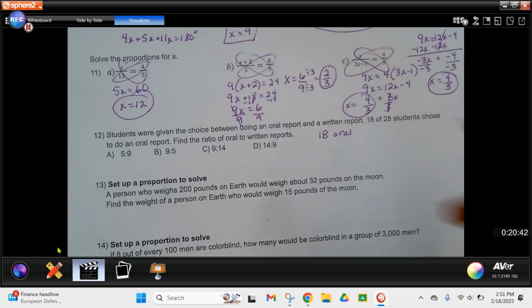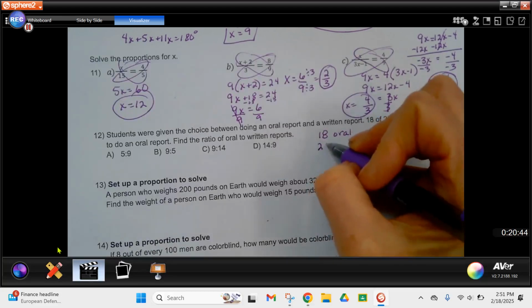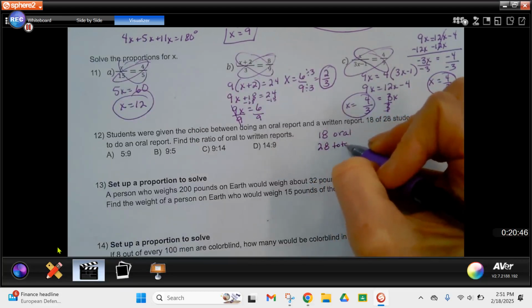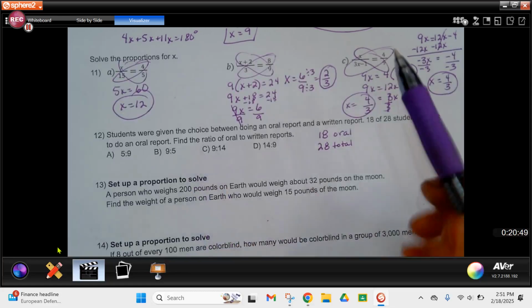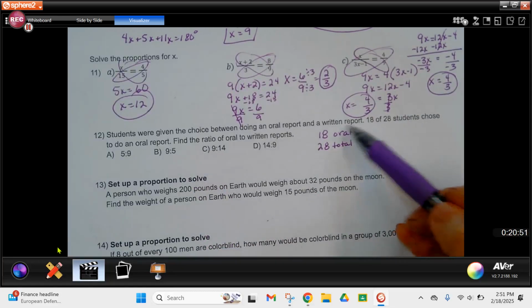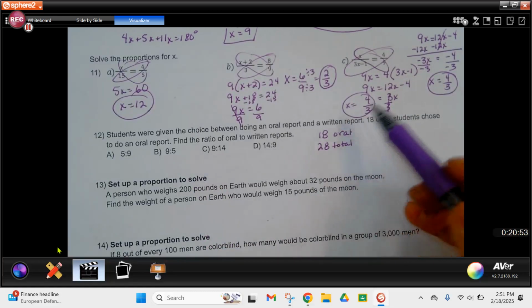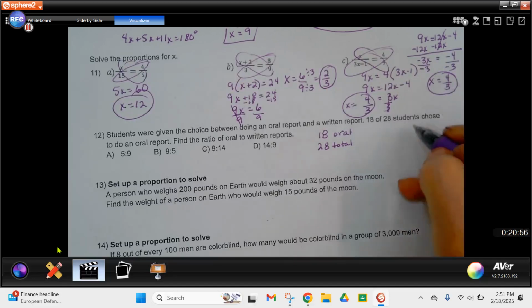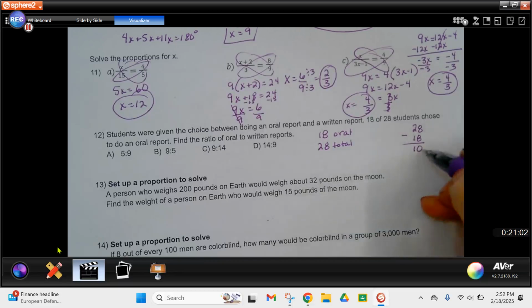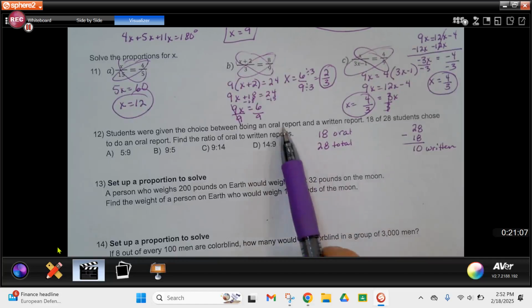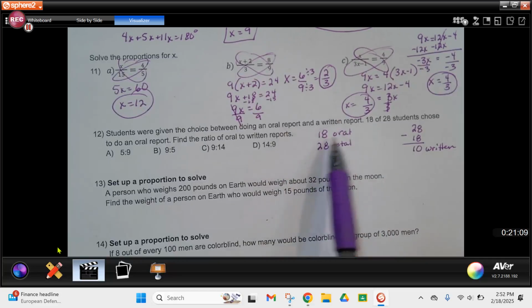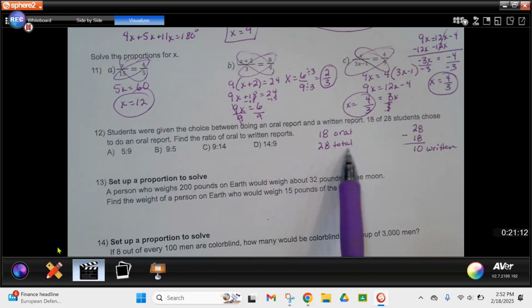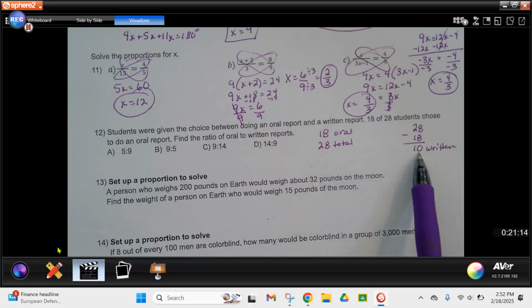Well, we know 18 was oral report, 28 is the total number of students. So I'm asked to write the ratio of oral to written. Well, where's written? I don't see a written number here. Well, if you take the total number of students and subtract how many did the oral report, then you get 10. That's how many did the written. Okay? So remember, they had a choice, oral or written. So 18 of them did oral. If there's 28 students total, that means that 10 of them did the written.